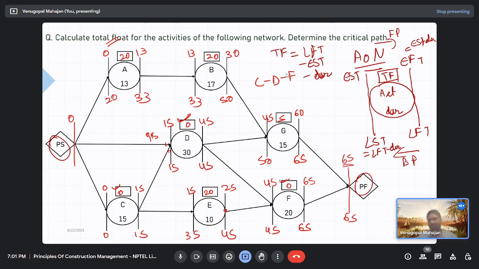So my question to you guys is, why did we do all these things? Forward pass, backward pass, we calculated the critical path. How do you see it on site? How does it help you on site practically? Question is simple. Which activities do we need to put more resources or manpower into?